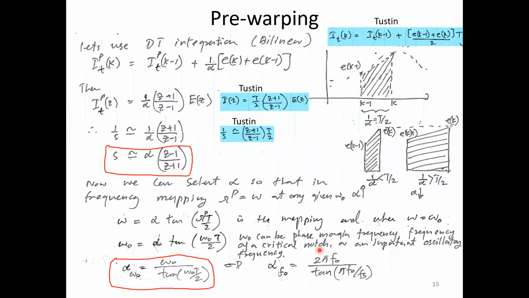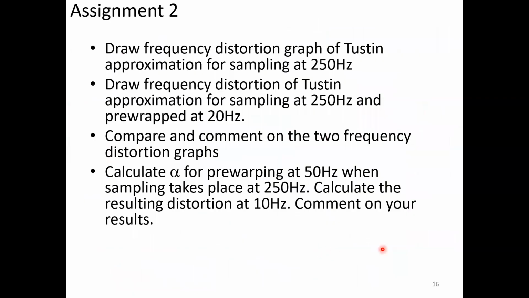Do you have any pre-warping exercises? Now it comes in the assignment. So I will upload the assignment today. I have 2 assignments. I will upload and give you enough time to work on them. Assignment 2 is like this: draw the frequency distortion graph of Tustin approximation for sampling at 250 Hertz. Draw the frequency distortion of Tustin approximation for sampling at 250 Hertz and pre-warped at 20 Hertz. There you are. I want you to pre-warp this at 20 Hertz. So omega 0 will be 20 Hertz, and you calculate alpha for 20 Hertz accordingly. Compare and comment on the two frequency distortion graphs. Calculate alpha for pre-warping at 50 Hertz when sampling takes place at 250 Hertz. Okay, so these are all doable. Two simple equations are all that you need. And do that assignment and submit to the module.